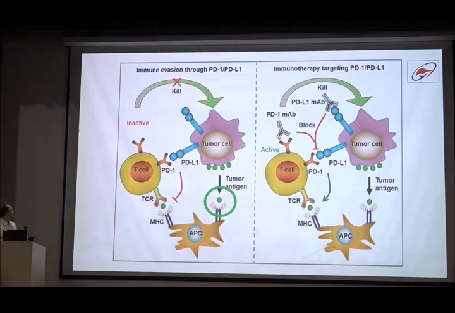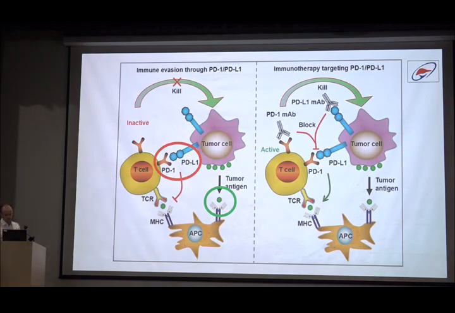But this tumor cell also has a PDL1, which will interact with the PD1 on the T cell, and because of this immune checkpoint, this T cell will become inactive, and therefore it will not be able to kill. There will be immune evasion through the PD1 PDL1 interaction.